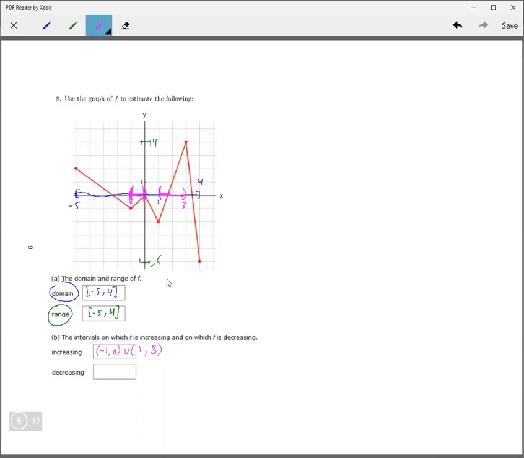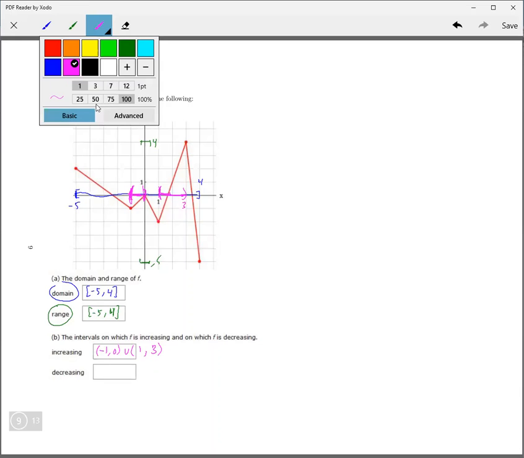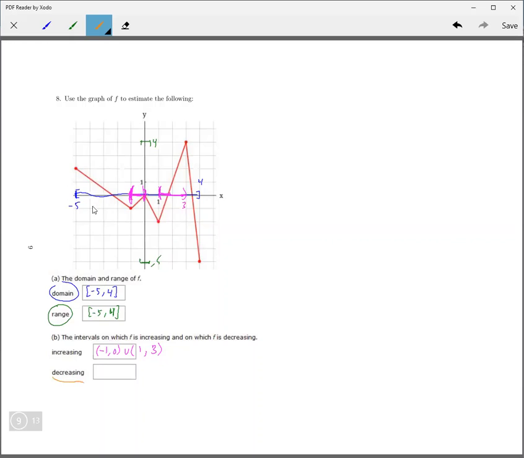It looks like a 3 there. Okay, and then the last one would be decreasing. So where is it decreasing? Well, from here to here, it's decreasing.